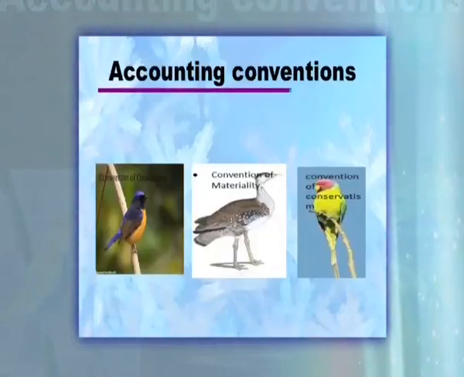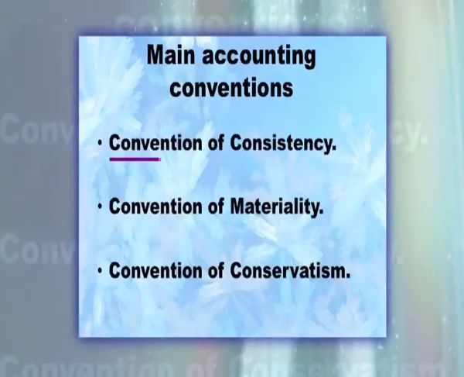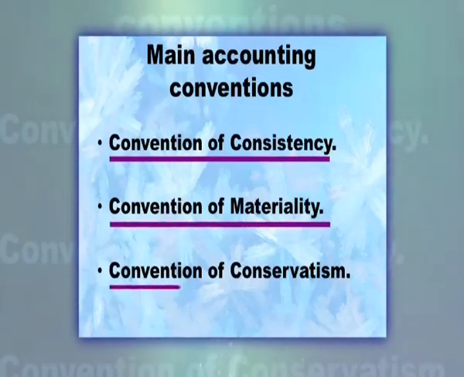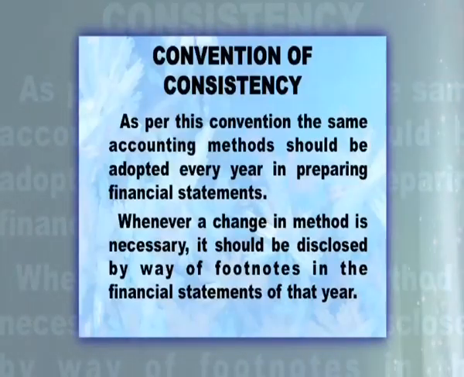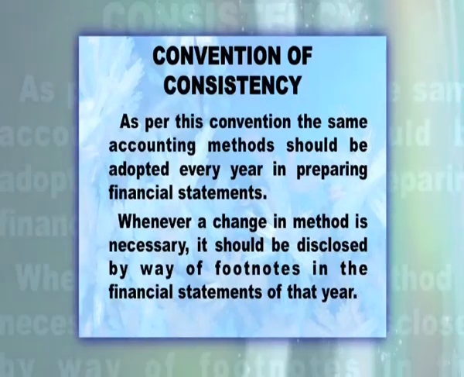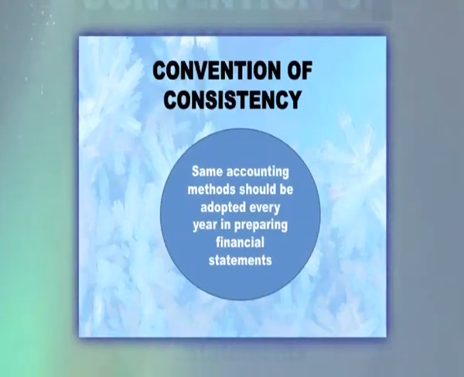The most important conventions which have been used for a long period are convention of consistency, convention of materiality, convention of conservatism. Convention of consistency. The convention of consistency means that same accounting principles should be used for preparing financial statements year after year. A meaningful conclusion can be drawn from financial statements of the same enterprise when there is a comparison between them over a period of time.